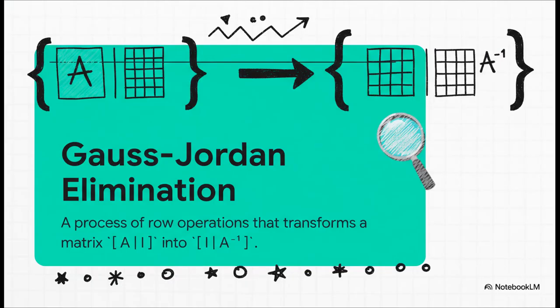The idea here is actually really clever. You take your matrix A and you put it right next to an identity matrix of the same size. Then you start doing a series of legal moves called row operations. Things like swapping rows or adding one row to another, all with one goal, to turn your matrix A on the left into the identity matrix.